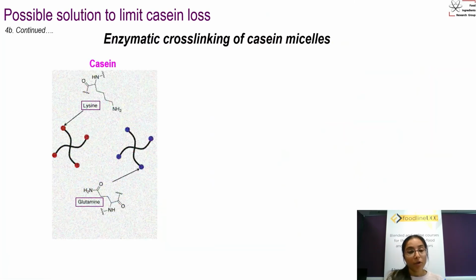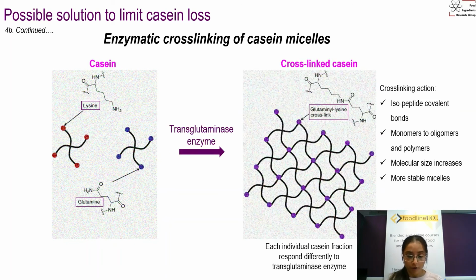So therefore, one possible solution is to apply enzymatic cross-linking to casein micelles with enzymes like transglutaminase, which is commonly applied in dairy industry for manufacture of yogurts, cheese, and even milk protein powders. So transglutaminase acts by targeting lysine and glutamine amino acids in the protein chains and induces cross-linking by making isopeptide covalent bonds, which are strong.